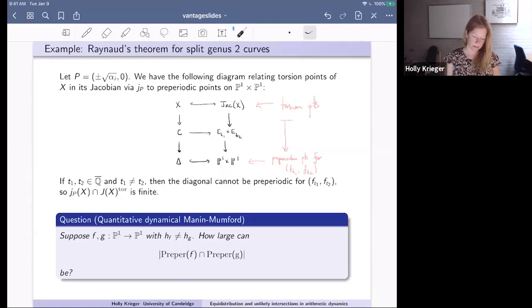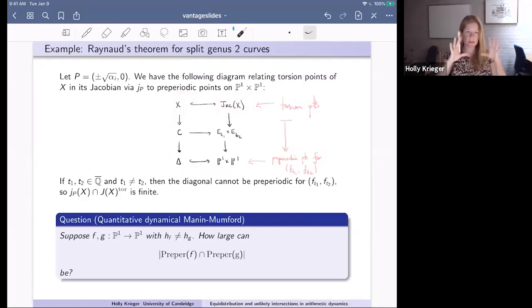So those Lattès maps, F_T1 and F_T2, their preperiodic points down here will be precisely the images of the torsion points upstairs. And under the construction that I gave you, this curve actually maps to the diagonal inside of P1 cross P1. And so by the split, I realize these are exceptional maps, but nonetheless, we have different equilibrium measures for these two maps. And so the diagonal cannot be preperiodic for this split map, and therefore has only finitely many preperiodic points for the split map on P1 cross P1. Since the vertical maps are finite, that means that X has only finitely many torsion points inside of its Jacobian.